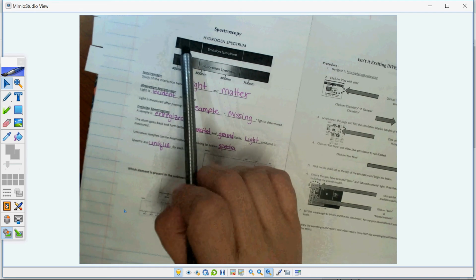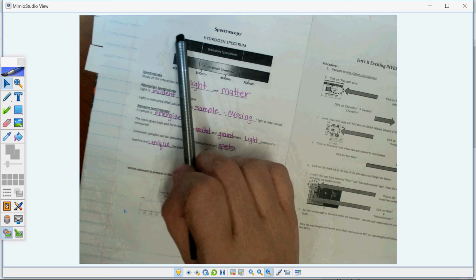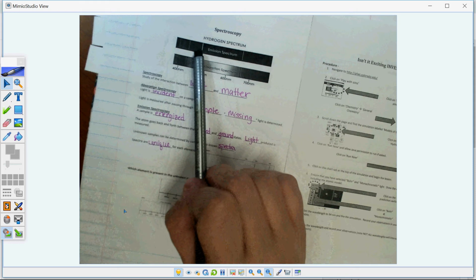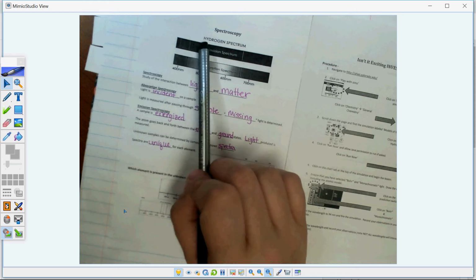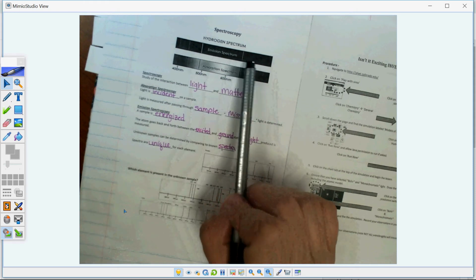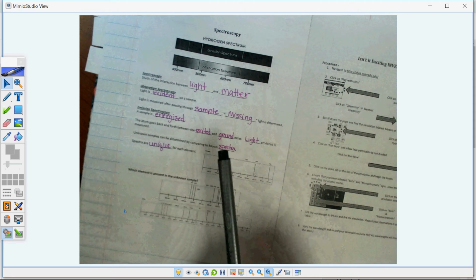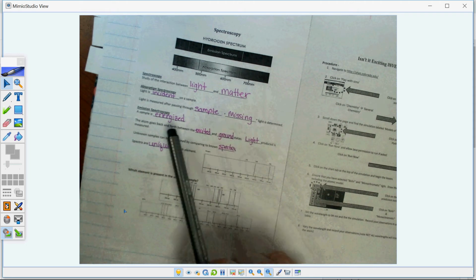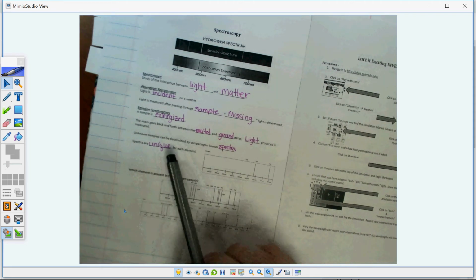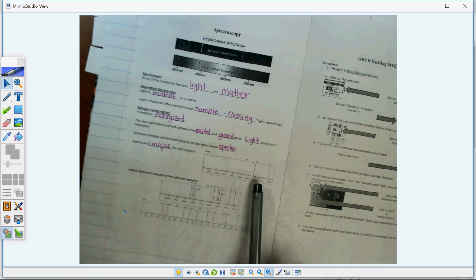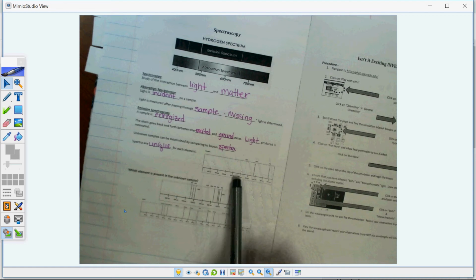So like down here, this line is red, and then this is more like in the green area, and then the further we get down here, we're getting into the violet, so we have maybe like a purplish line down here. But each individual element produces a set of colored lines that is unique to only that element. So for example, nitrogen produces an emission spectrum that looks like this.